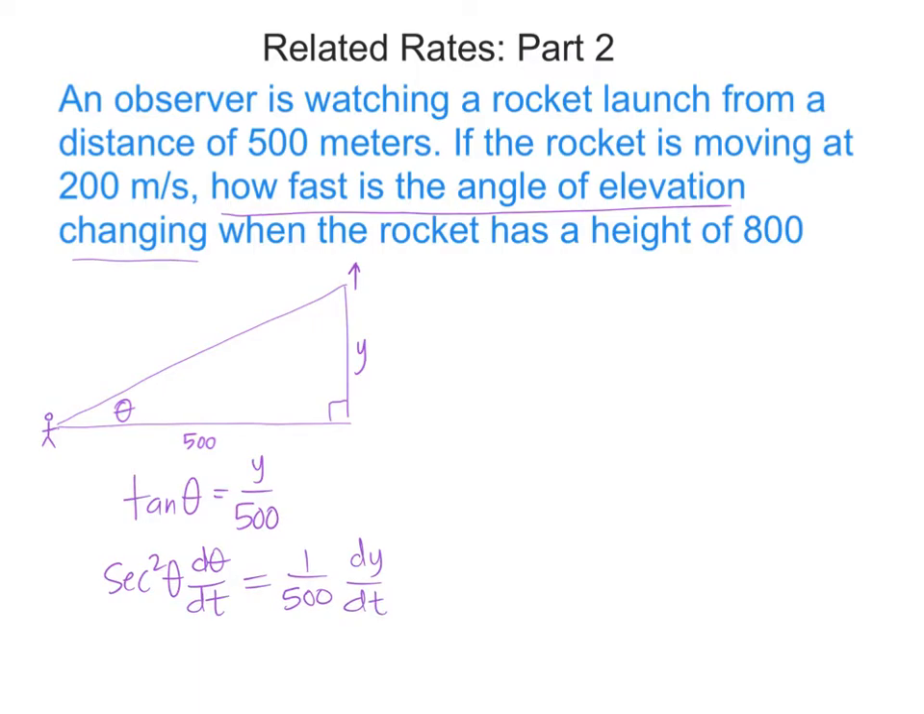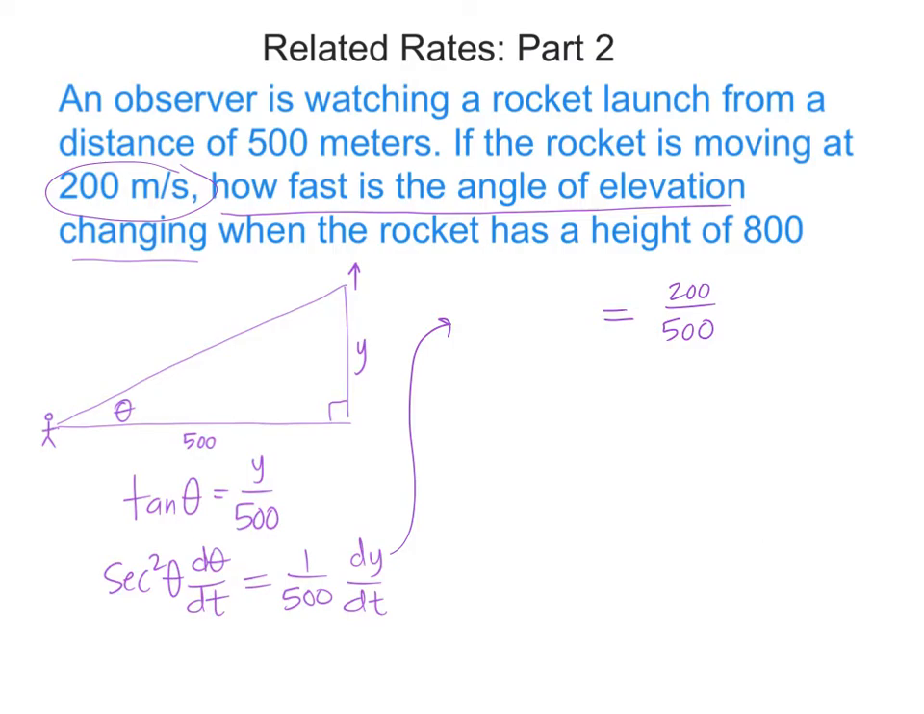Okay. And now we want to sub in the things that we know about this rocket at the instant in question. What I know is that the rocket is moving at 200 meters per second. So that's dy dt. That's how fast y is changing. So I can go ahead and make the right-hand side of this equation 200 over 500. Now the left-hand side, secant squared theta d theta dt. How fast the angle of elevation is changing is the unknown d theta dt.